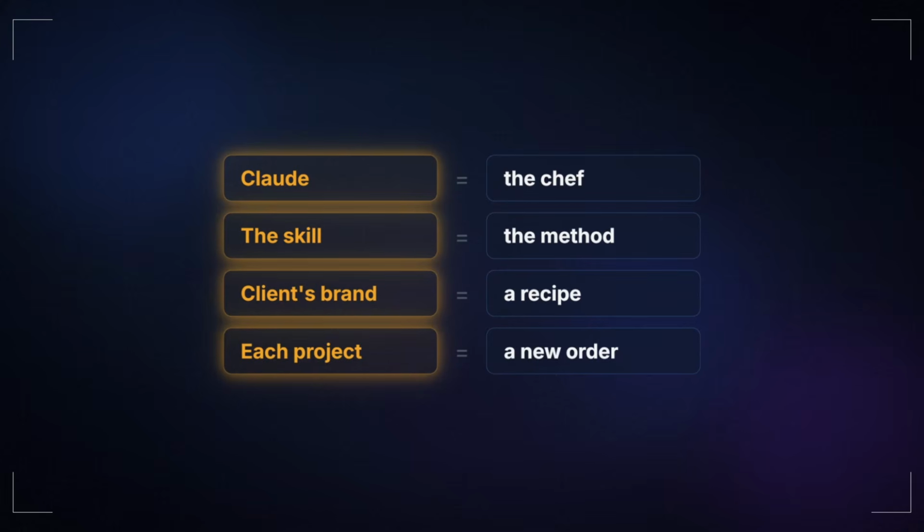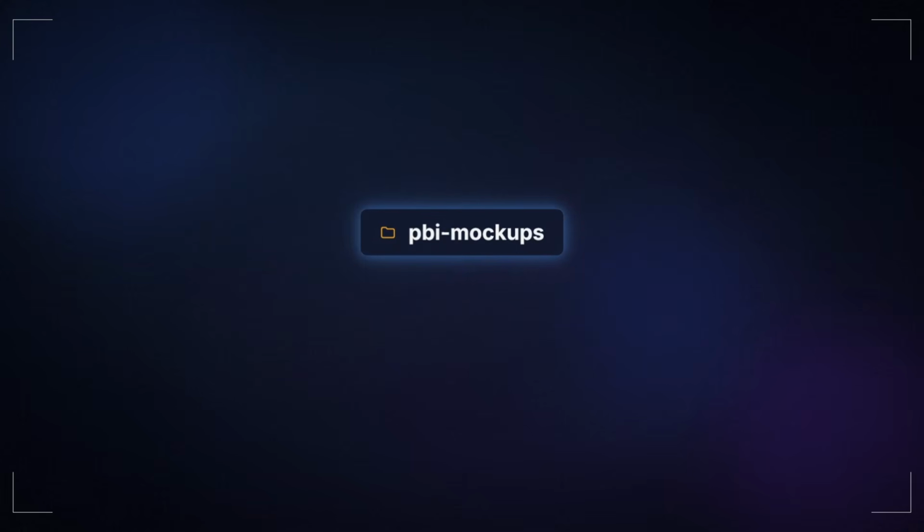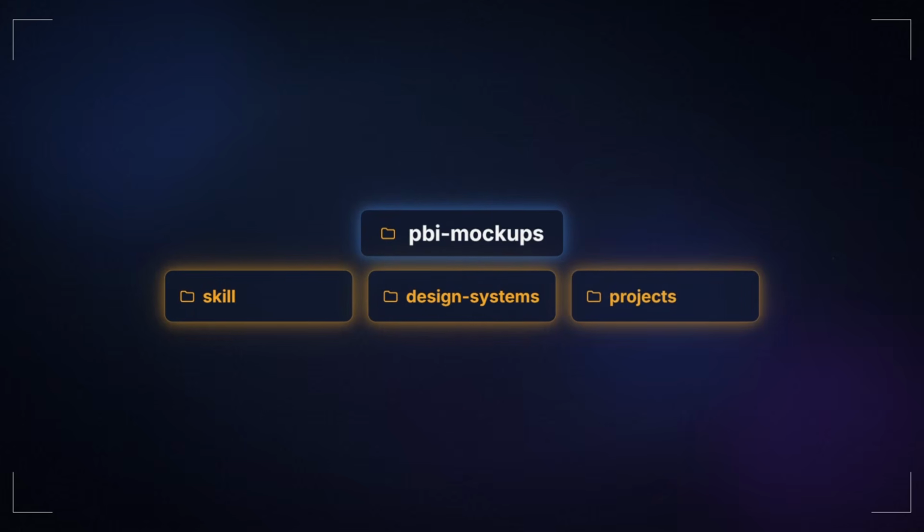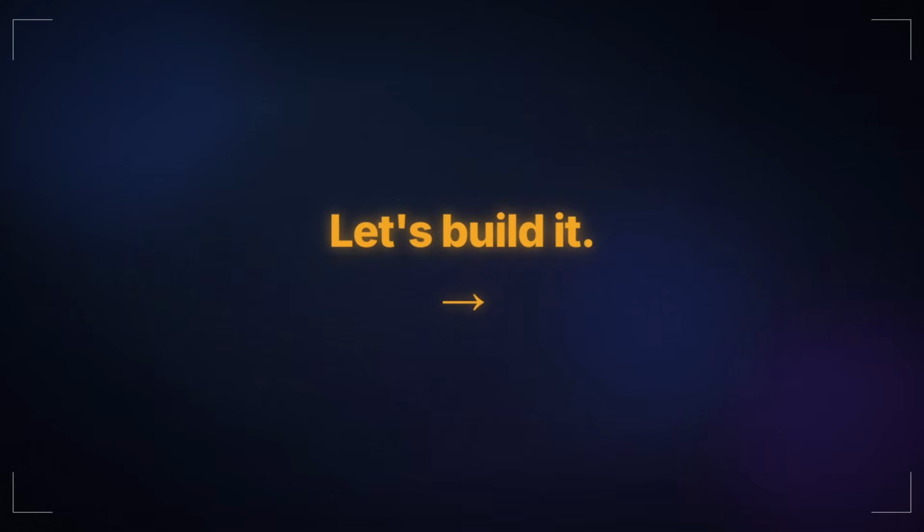In files, that translates to 3 folders inside PBI mockups. Skill, the chef's method, client agnostic, built once. Design systems, 1 folder per client. And projects, those are your orders. All right, let's build it.